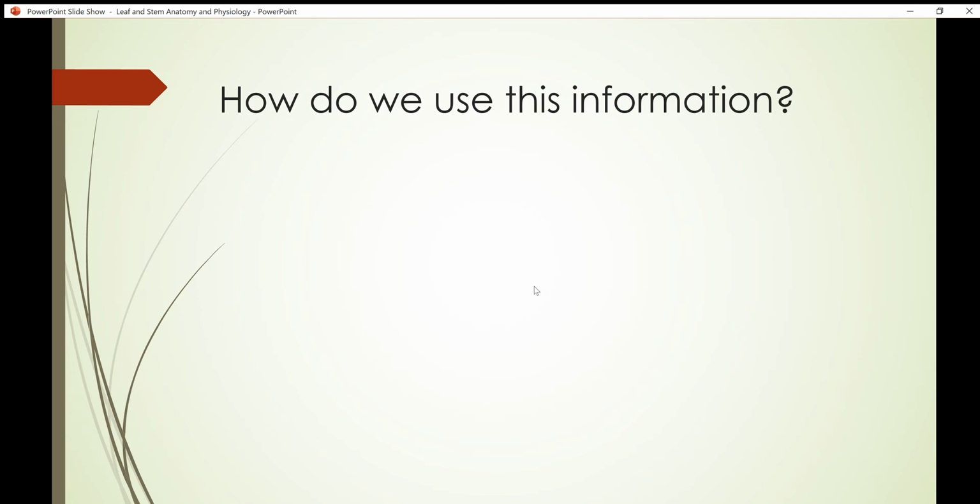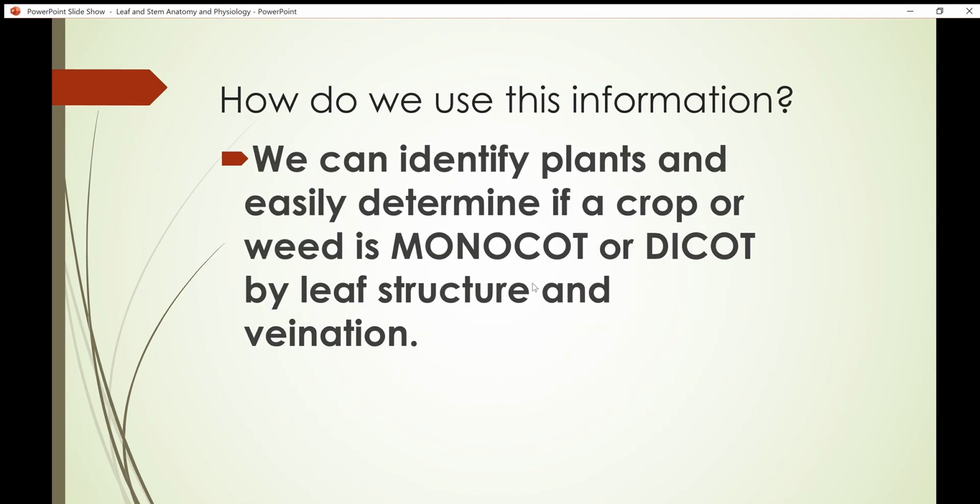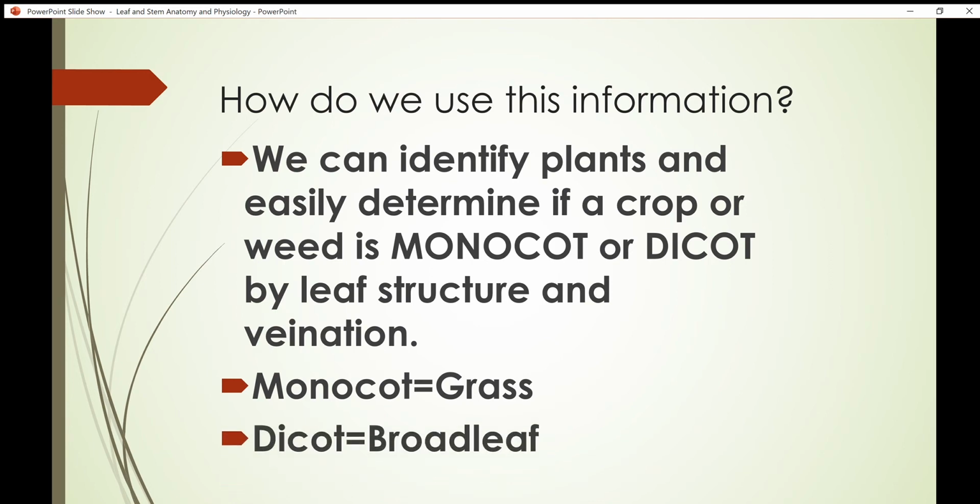So how exactly do we use this information? We can identify plants easily and determine if a crop is a weed or is a monocot or dicot by leaf structure and venation. Monocots are grasses and dicots are broadleaves. So we're going to use these terms very frequently in both of our Zoom experiments and labs, as well as in the next whole unit of notes. So monocot, grass, dicot, broadleaf.